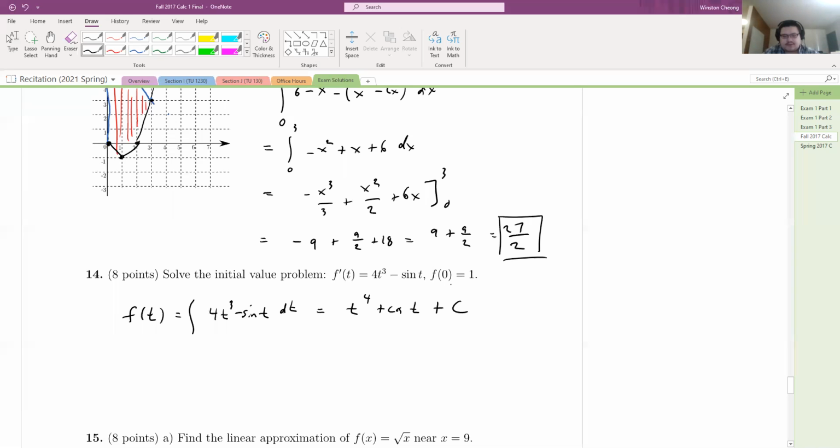But what happens is that this initial condition, this point that lies on the function, specifies what the constant has to be. So what we can do is we plug into the function. So f of 0, in this case, would be 0 plus cosine of 0 is 1. So 0 plus 1 plus c is equal to 1. Okay, so that tells you that c must be 0. Okay, so that was kind of a very easy situation.